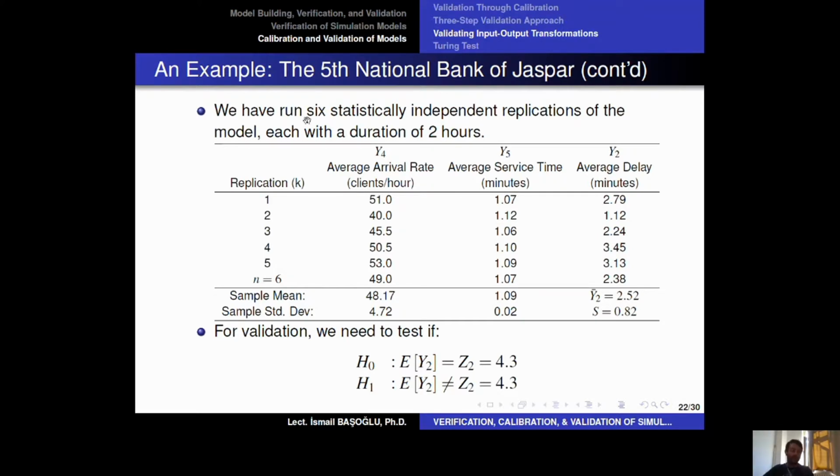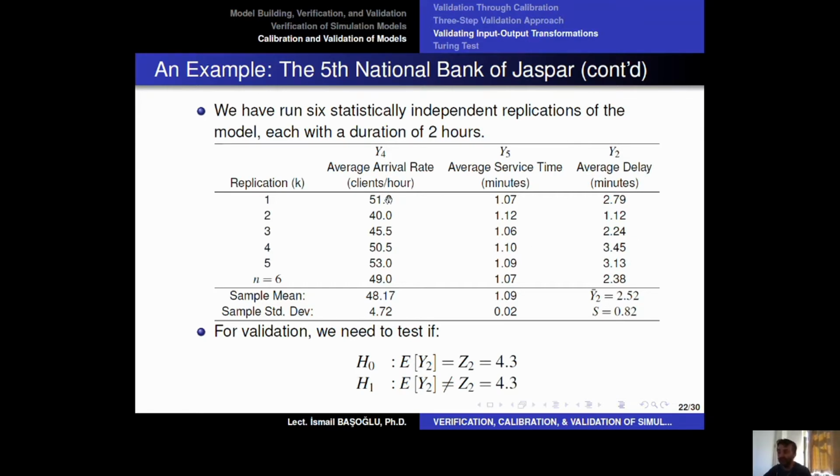So we have developed our model, we have developed our input distributions, and by generating random variates from our input distributions, we have run 6 different replications for 6 different Fridays. So we have generated artificial history for 6 different Fridays of the same system, and we have measured the average arrival rate, Y4, for each of these replications, the average service time for each of these replications in minutes, and the average delay in minutes again.